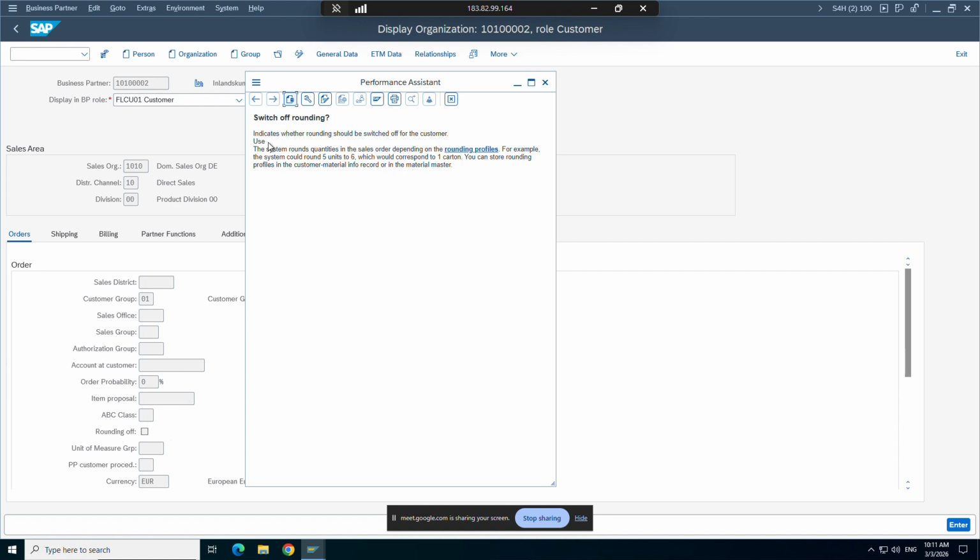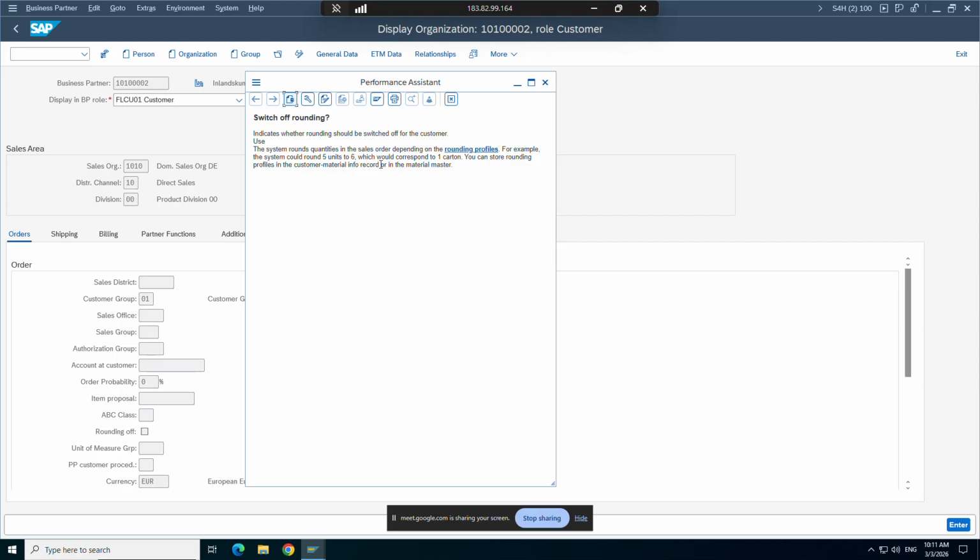You see, switch of rounding indicates whether the rounding should be switched off for the customer. The system rounds up the quantity in sales order depending on the rounding profile. Let's say, if you see the example SAP has also given, for example, the system could round 5 units to 6, which could correspond to one carton.